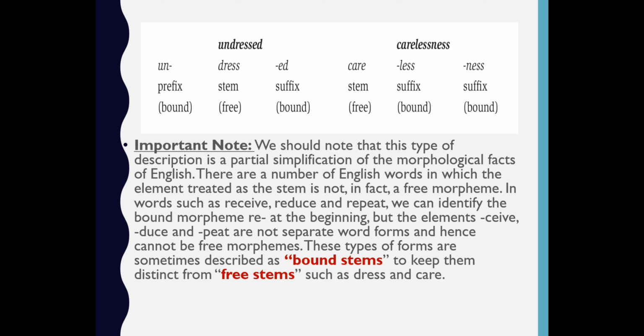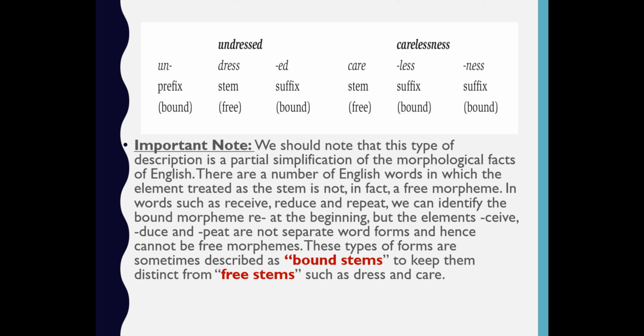In words such as receive, reduce, repeat, can I remove what may look at first glance like prefixes and have the word still make sense? No. Try removing the re part from a verb like reduce. Is duce an English word? No. It's not an English word. Pete, by itself? Does it make sense? No, it doesn't. So, we can identify the bound morpheme re at the beginning, but the elements sieve, deuce, and pete are not separate word forms, and hence cannot be free morphemes.